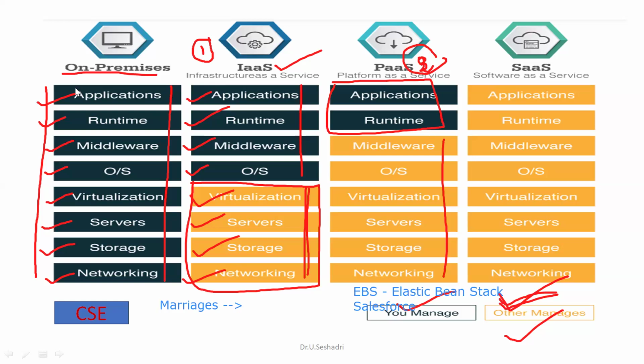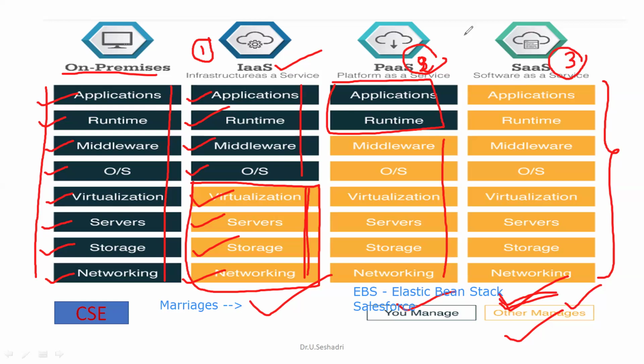And one more cloud delivery model is software as a service. Just now I gave the example of the marriage. Everything will be taken care of by the marriage function organizers: receiving, catering, and everything. They will take care of it. Decoration, everything will be taken care of. Similarly, if we are using software as a service, everything will be taken care of by the service provider.